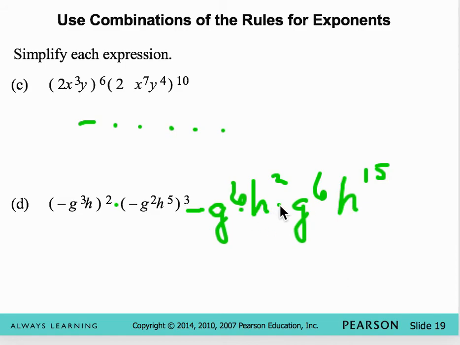Now I got a bunch of stuff multiplied together, right? Not being added and subtracted. It's just the number is negative. So 6 g's times 6 more g's is 12 g's altogether. And then 2 h's times 15 more h's is 17 h's.